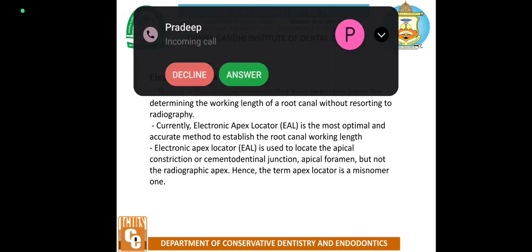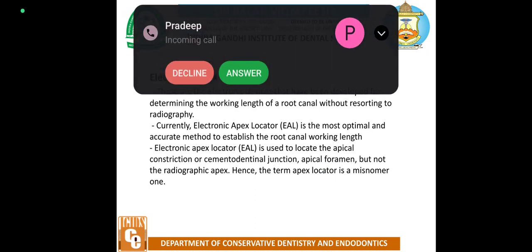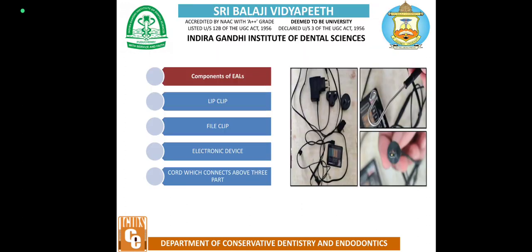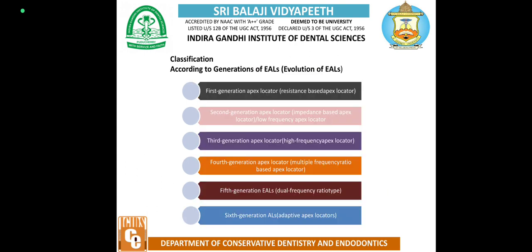Currently, electronic apex locators are the most optimal and accurate method to establish the root canal working length. Electronic apex locators are used to locate the apical constriction or cemento-dentinal junction, the apical foramen, but not the radiographic apex. Hence, the term apex locator is a misnomer. Components of an electronic apex locator: lip clip, file clip, electronic device, and a cord which connects the above three parts.